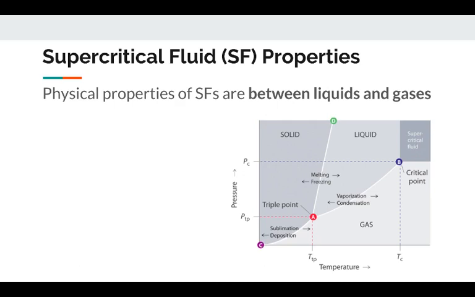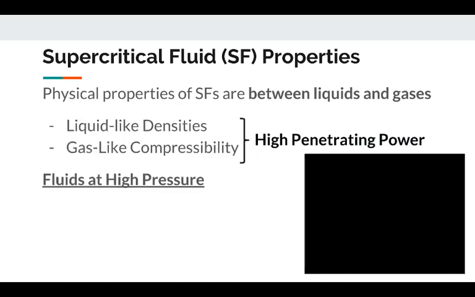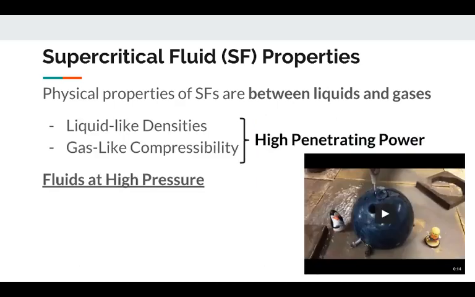The reason supercritical fluids are so dangerous is because their properties are between those of liquids and gases. You're probably sick of seeing phase diagrams in all these presentations, but it's important to drive in that these fluids are generated at very high pressures and very high temperatures, which means that they have liquid-like densities and gas-like compressibilities that give them a very high penetrating power. Essentially, they behave like fluids at very high pressures.